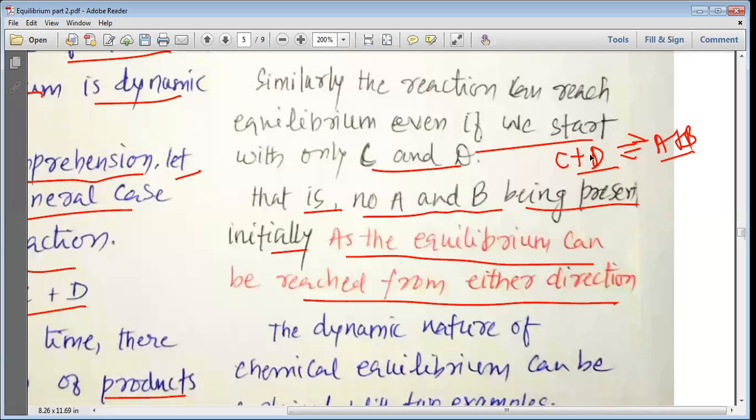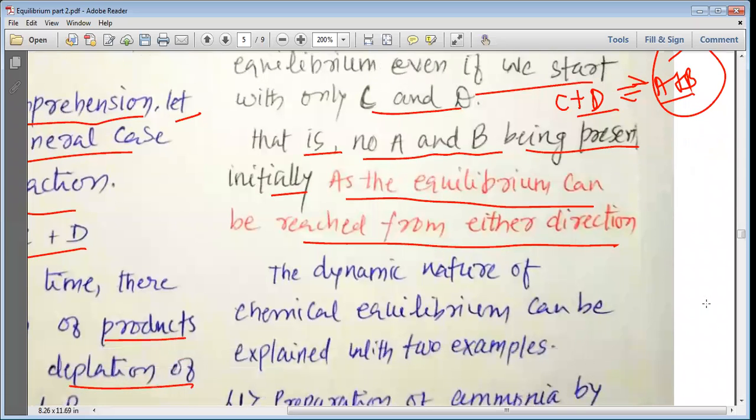So when we start with C and D, there will be no A and B present initially, but later on the A and B will be formed, and then A and B will react with each other to give us the C and D, and then the reverse reaction also starts. And when the rate of reverse reaction and rate of forward reaction become equal, an equilibrium is established.